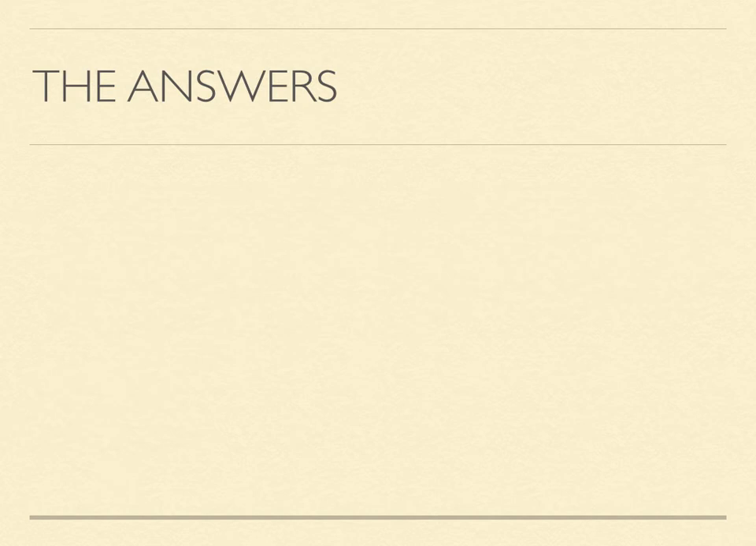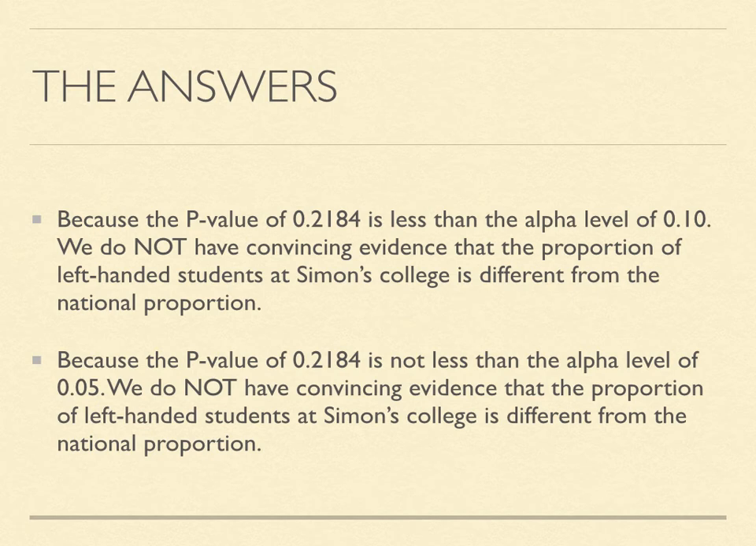So think about the answers. Think about, is my p-value less than or greater than our alpha level? Both times the p-value is greater than the alpha level of 0.10 and the alpha level of 0.05, so both times we do not have convincing evidence that the proportion of left-handed students at Sinus College is different from the national proportion. Remember, our p-value is 0.2184, and because it's greater than 0.10 and 0.05, we do not have convincing evidence.